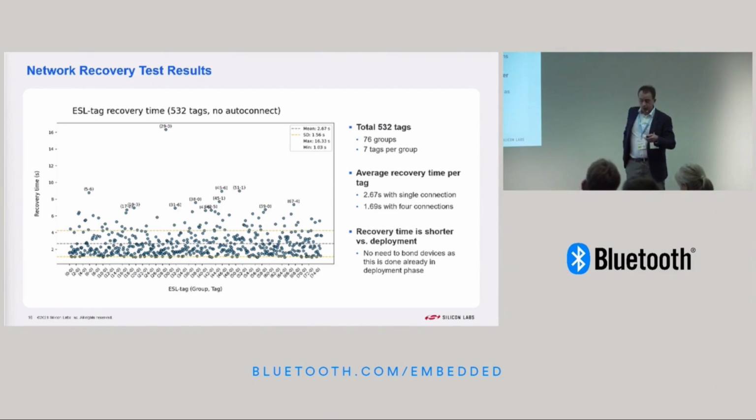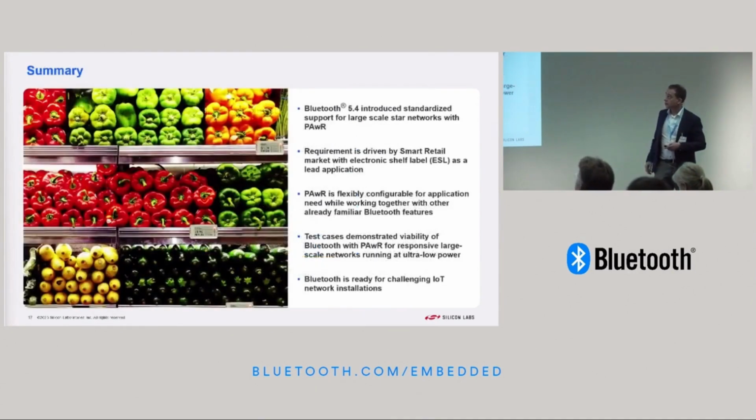So that's how it looks. I'd say 3 key use cases, and we can now prove, first of all, that there is a standard. Awesome. So everybody can do it in the same way. It's a controlled way to build massive star networks. In this case, ESL was shown as a lead application for it, but multiple use cases can take benefit of PAWR. That's super important to know. It's a major change in Bluetooth.